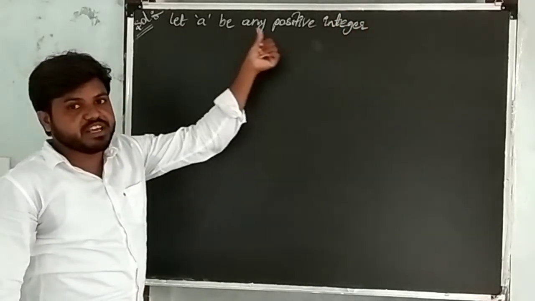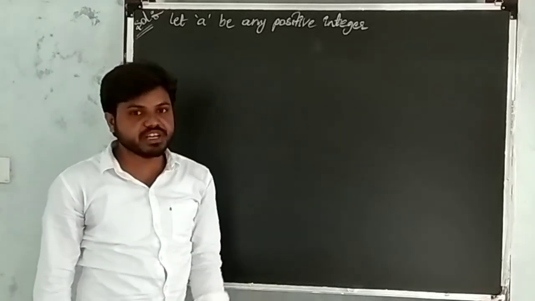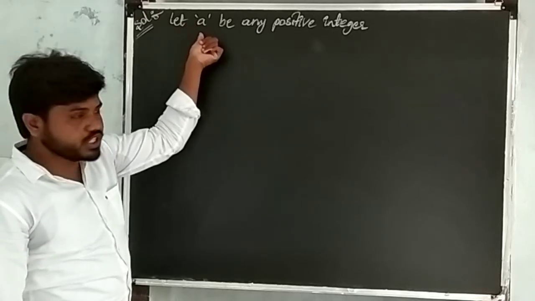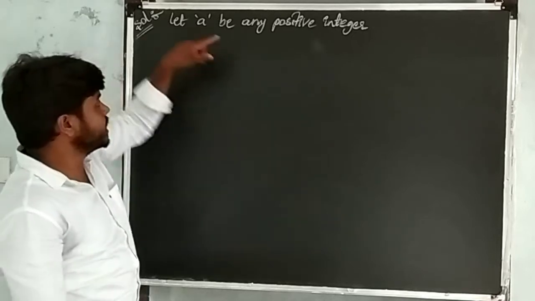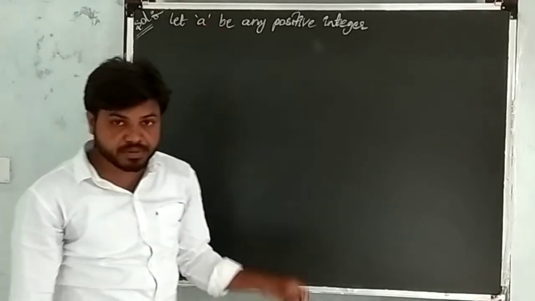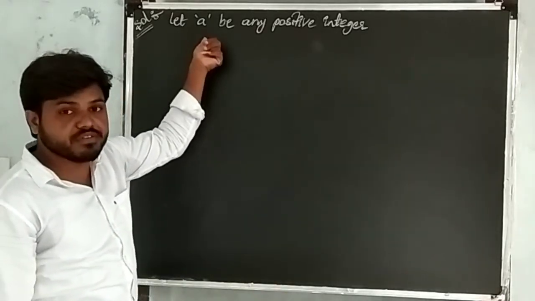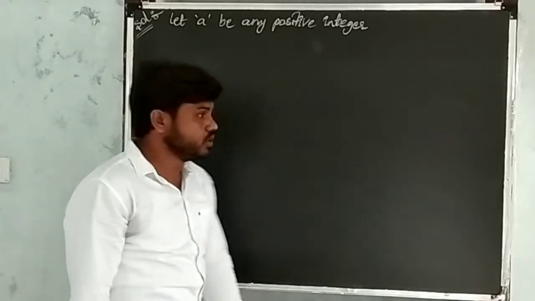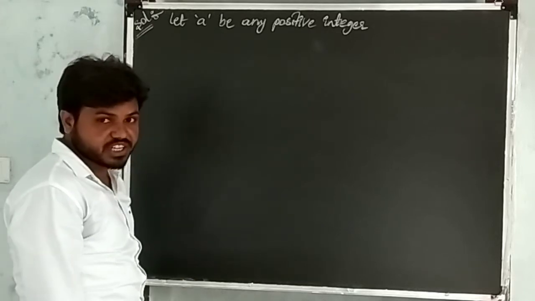Let a be any positive integer. I took a as any positive integer because we have to show that the square of any positive integer is of the form 3p or 3p plus 1. Here we have to show the square of a in the form 3p or 3p plus 1. That's why I took a as any positive integer.